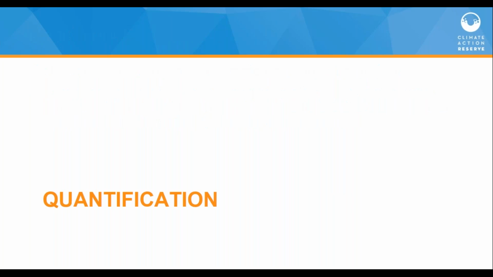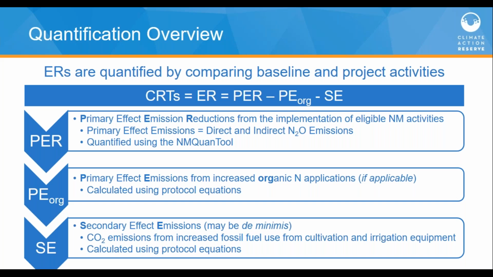Moving on from eligibility, we're going to touch on quantification. This provides an overview of how emission reductions are quantified from the comparison of baseline to project activities. So CRTs are equal to the emission reductions, which are equivalent to the primary effect emission reductions from the implementation of eligible nitrogen management activities, less the project emissions, primary effect emissions that might come from increased organic N applications, and then less any secondary effect emissions as well.